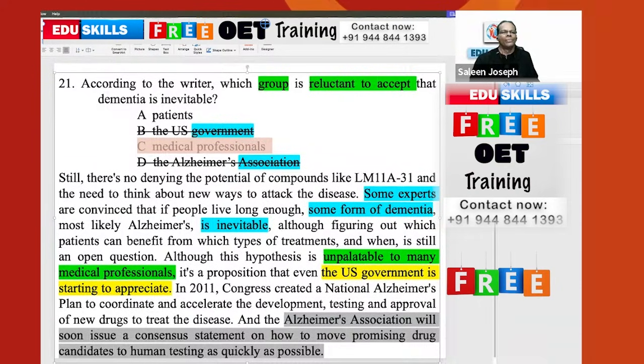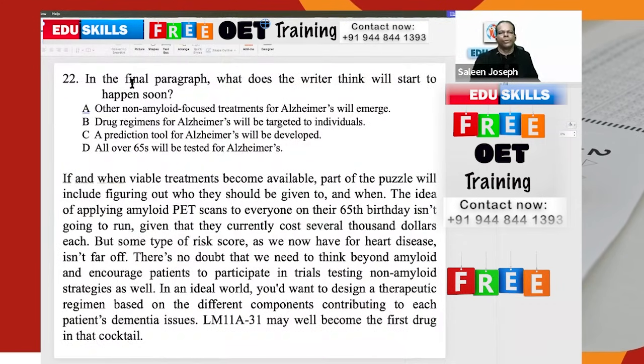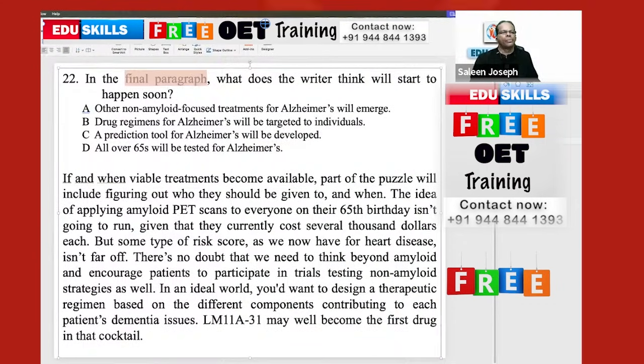Medical professionals. Clear, right? Yes, Father. So the answer is option C. Then the last one. So you have the final paragraph here. It's in the last paragraph.